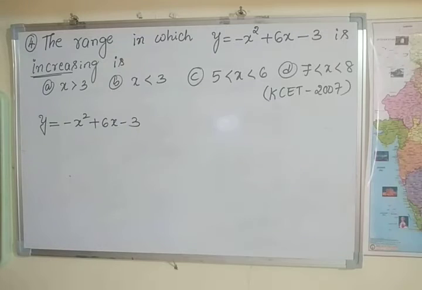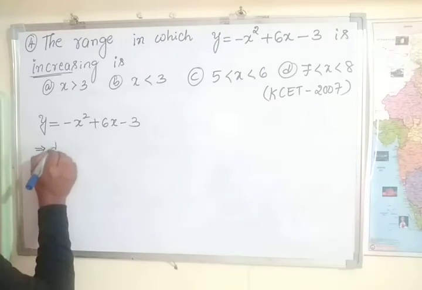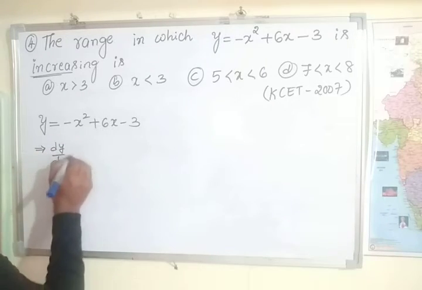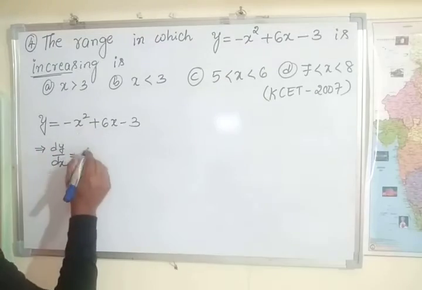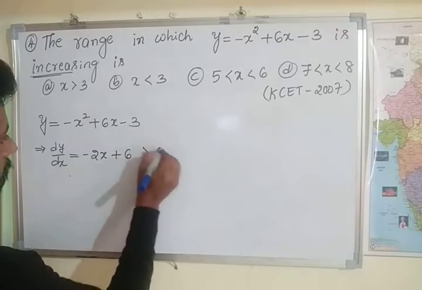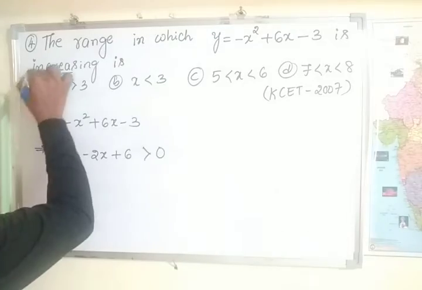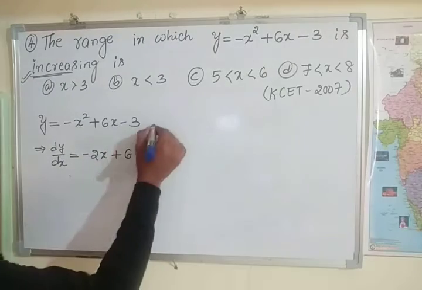Now differentiate with respect to x on both sides. dy by dx is equal to the derivative of the right hand side. The derivative of x square is 2x, so we get minus 2x plus 6. This result is greater than 0, because y is increasing.